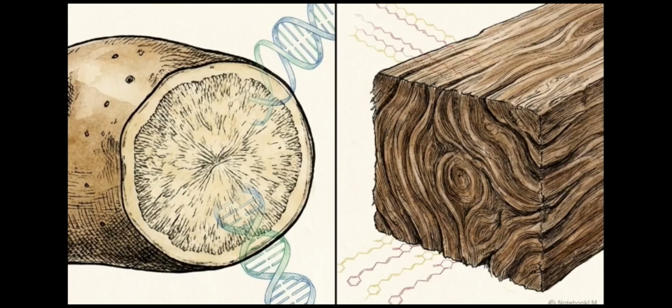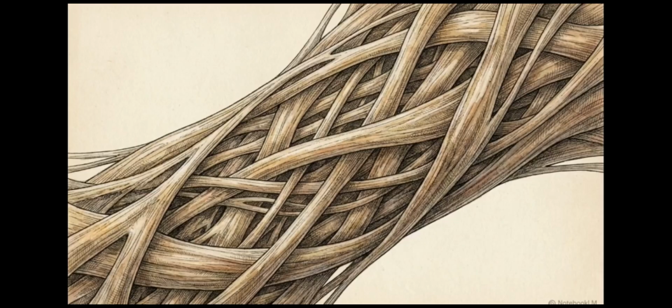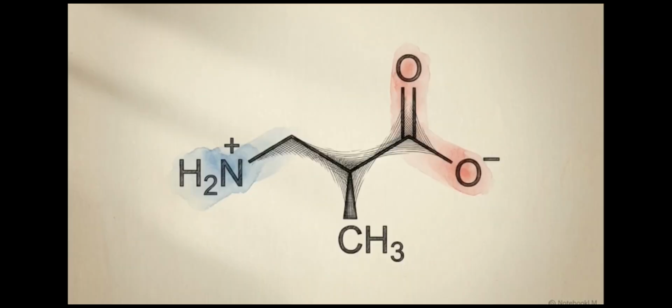The mere difference of a hydroxyl group pointing down or up is the sole chemical distinction between a potato and a piece of wood. This principle of geometry dictating physical properties extends directly to structural proteins. Every protein begins with the alpha amino acid, a bifunctional molecule containing a basic amine group on one side and an acidic carboxyl group on the other.